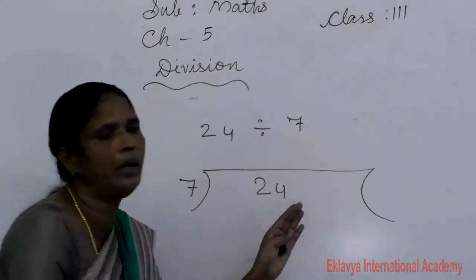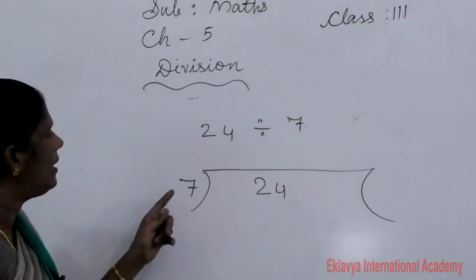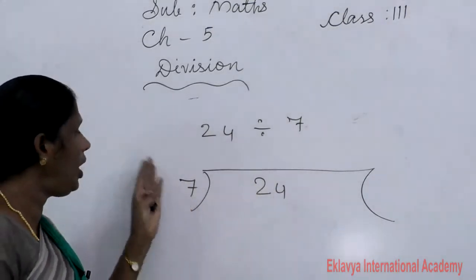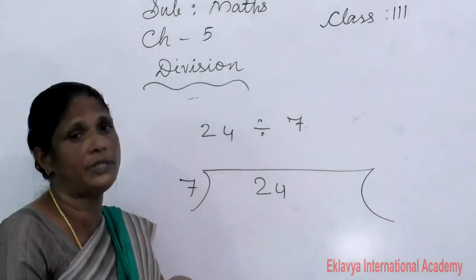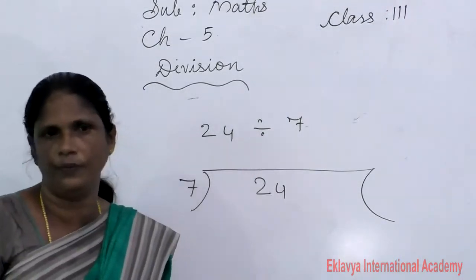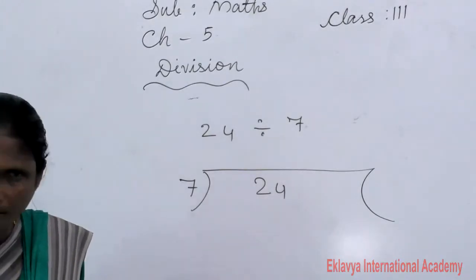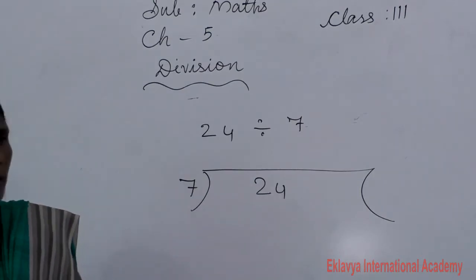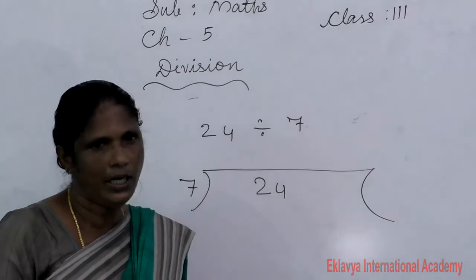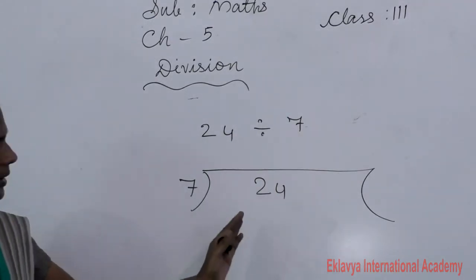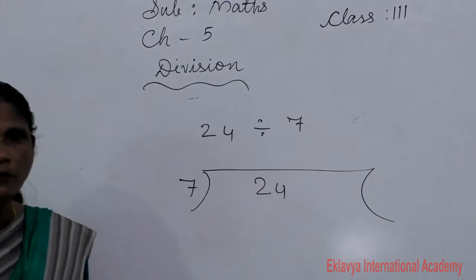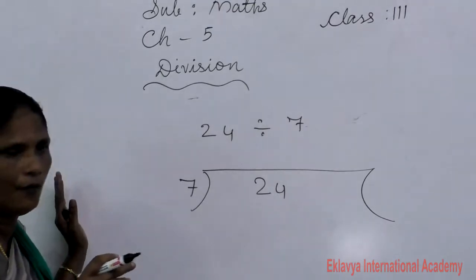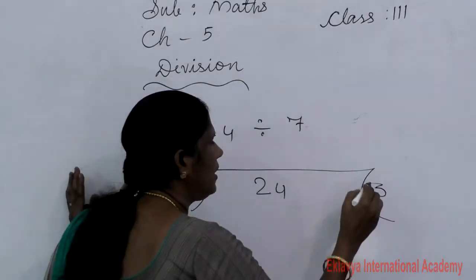ये दोनों नंबर आप एक साथ लेना. That is, 7 की टेबल कितने बार 24 में गए? The table of 7, how many times does it go in 24? 7 1 ja 7, 7 2 ja 14, 7 3 ja 21, 7 4 ja 28. 28 is greater, therefore we don't take 28. Then we take 21. How many times gone? 3 times.